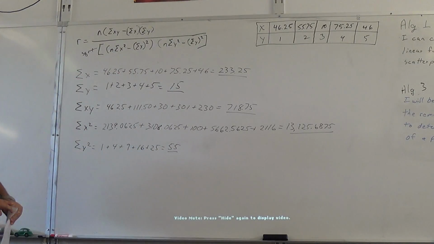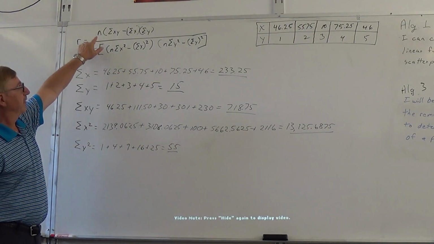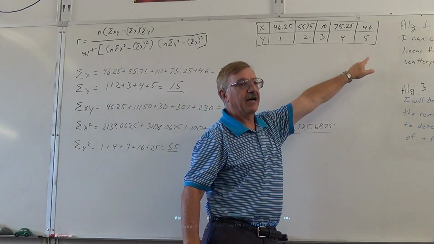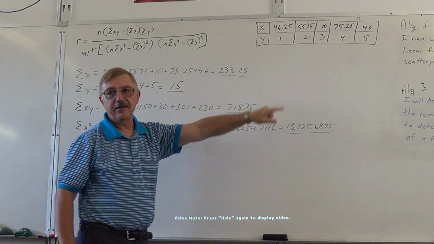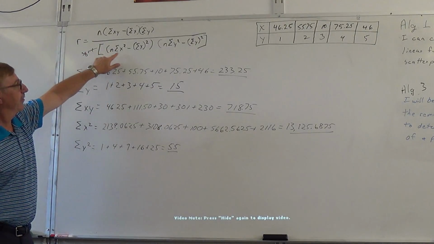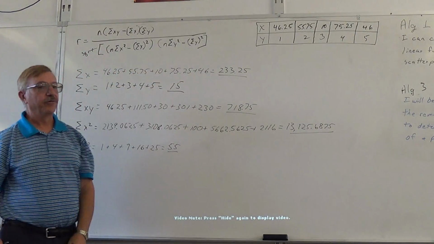Now when you're doing this, you've got n. n is the number of values. You have 5, so n is 5 in this case. That's the number of values, both places, up here and down here. When you use n, it's 5.